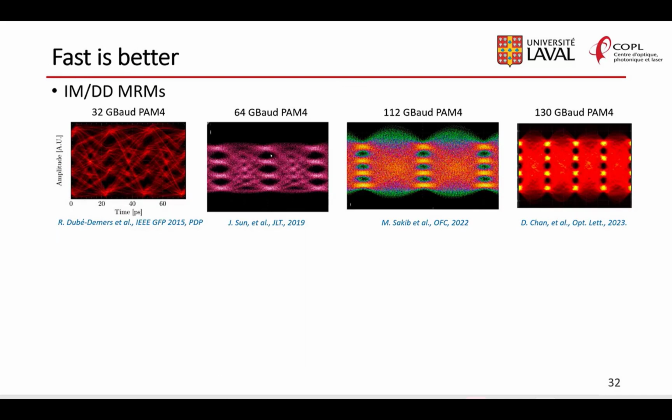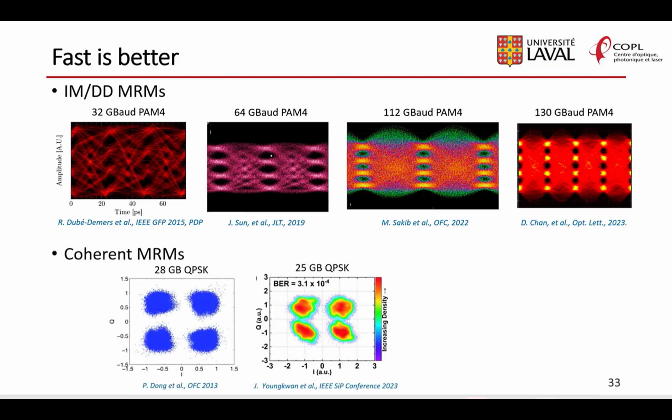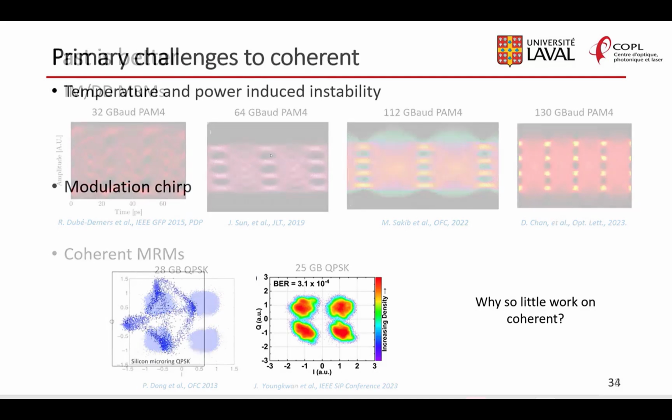So over the years, there has been a lot of push to the bandwidth of microring modulators, leading up to a 130 gigabaud demonstration of PAM4. Now, if I ask you what has been going on with IQ MRMs, well, you see that's been much more limited, only 25 gigabaud demonstrations. And you can see some of the distortion that might be limiting these demonstrations to QPSK and lower baud rates.